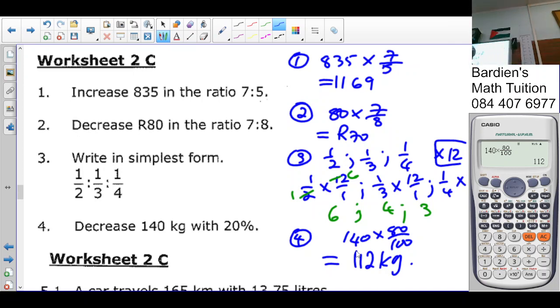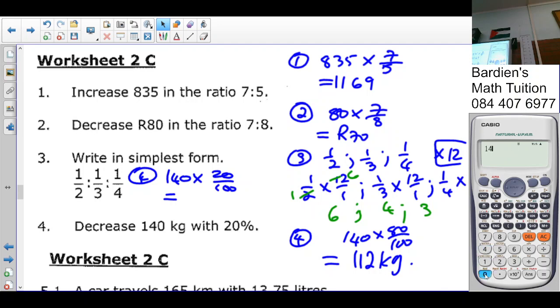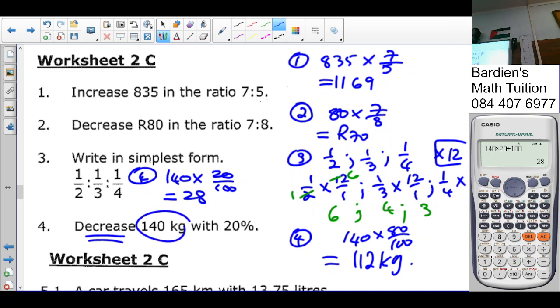Otherwise, you can work out what 20% is. So 140 times 20%. 140 times 20 over 100 gives 28. Now that 28, it says decrease that with 20%. So you must take 28 kilograms off from 140. Does it make sense? There's 140 minus 28. Okay.